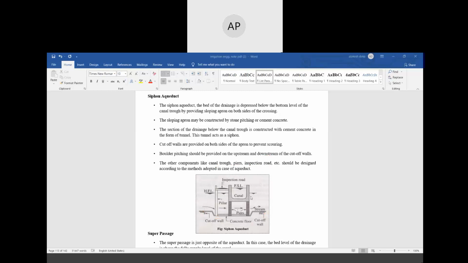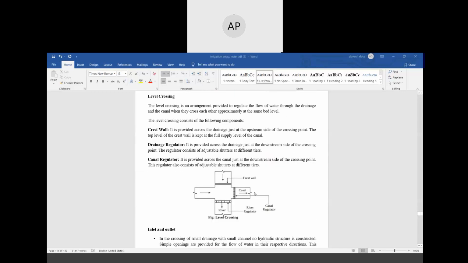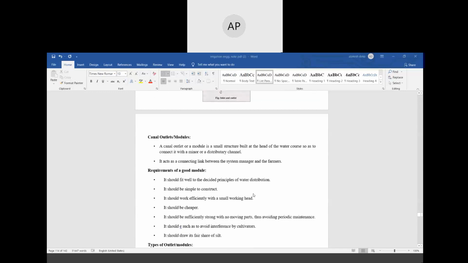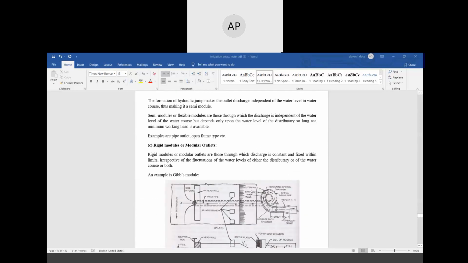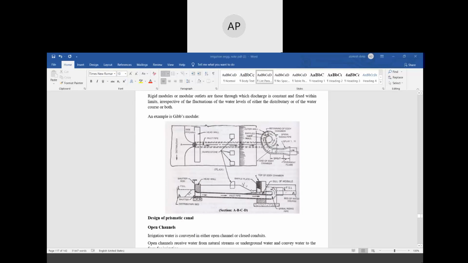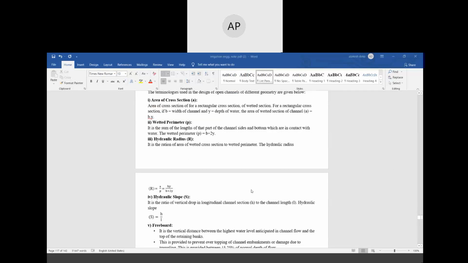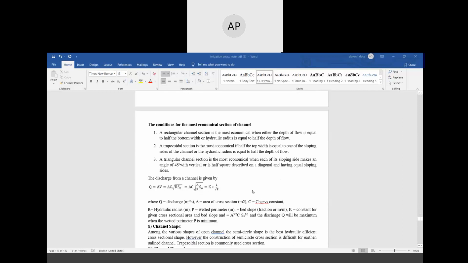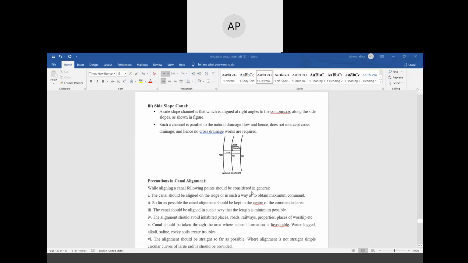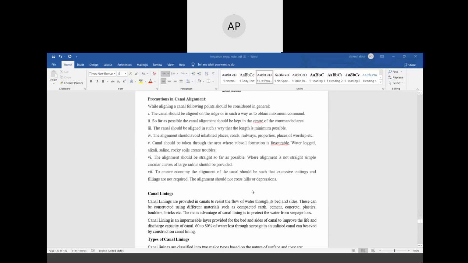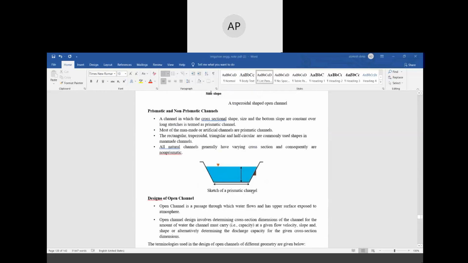Next is your super passage. After that we have inlet and outlet. Then the design of prismatic canal. After that we'll discuss different types of canal.